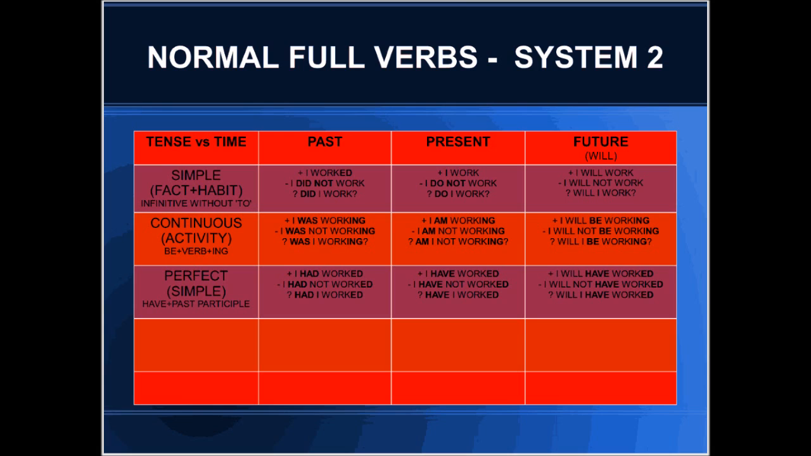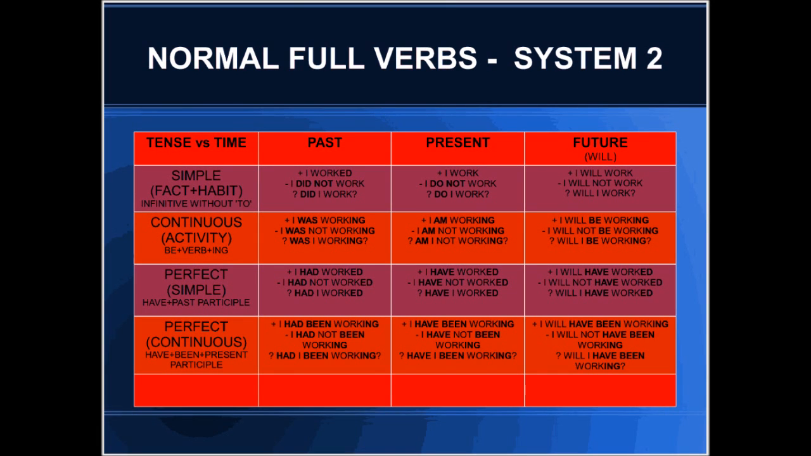Perfect is not concerned with the activity, but with the unfinished time period in which it occurred. It describes an event before the present, or before the past, or before the future. And then completing the table, we add in the perfect continuous form.